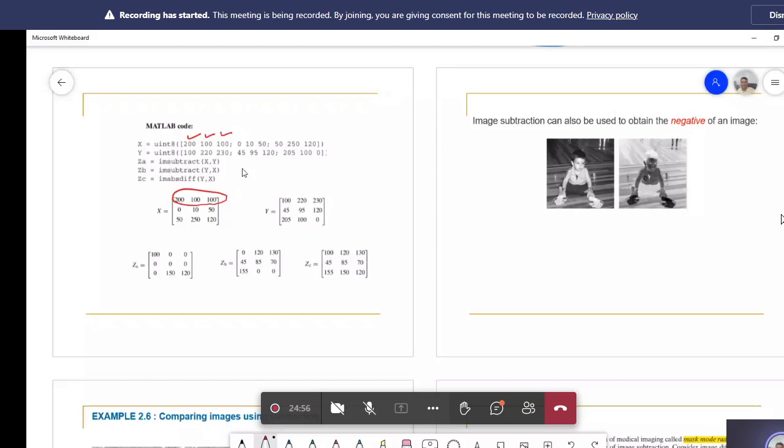Then this is the function imsubtract x comma y, means this is x minus y. You will get this one. This is the imsubtract y minus x. You will get this one. This is the imabsdiff. Okay, you will get this one.